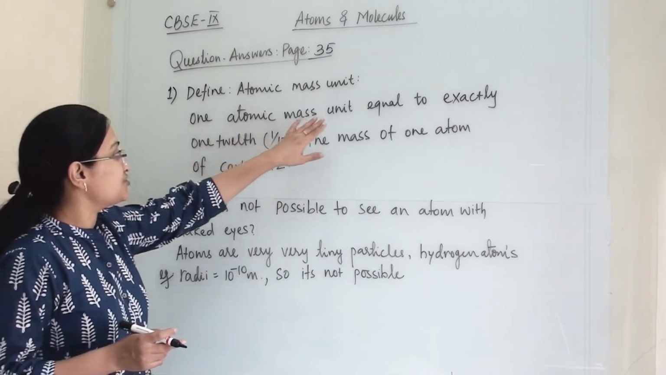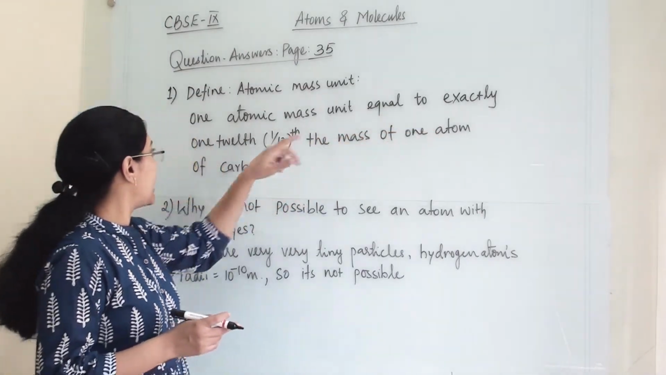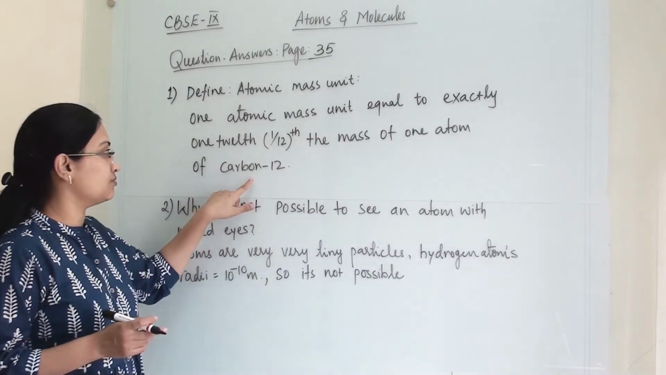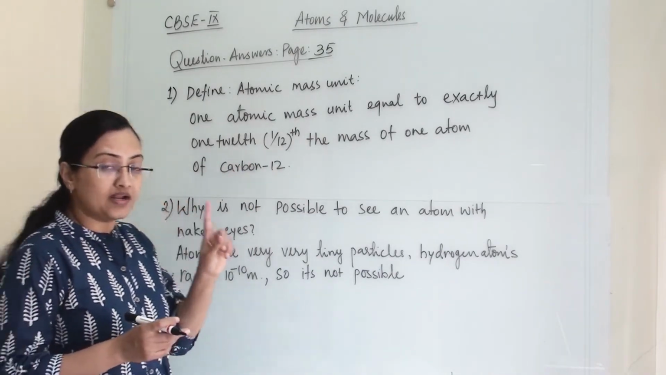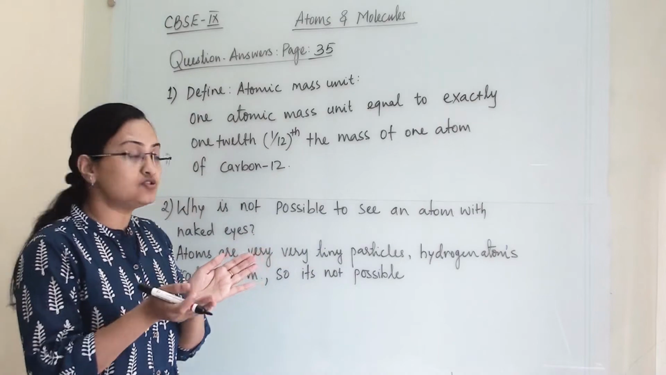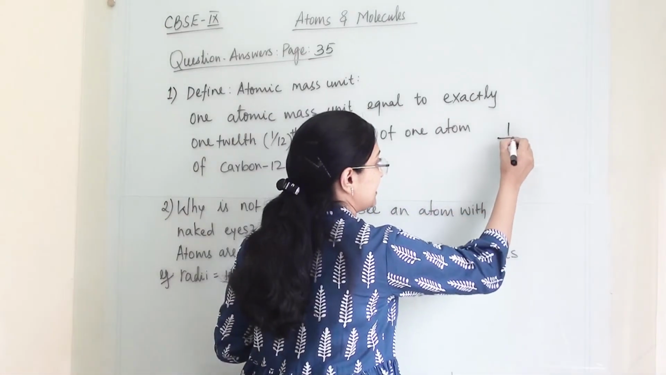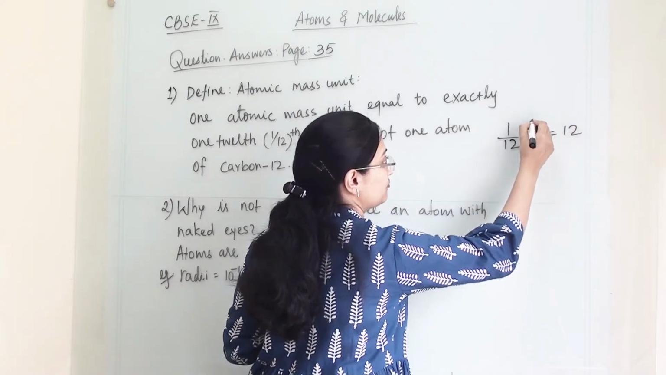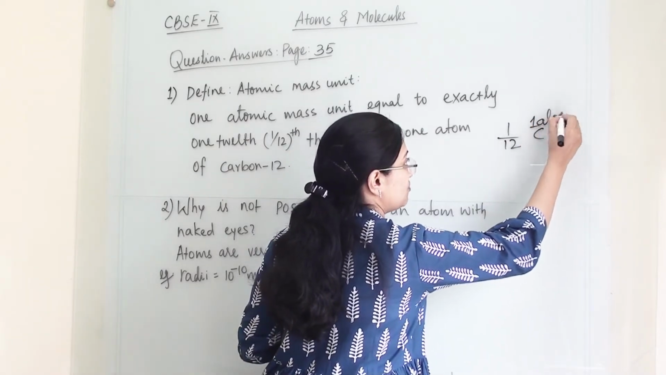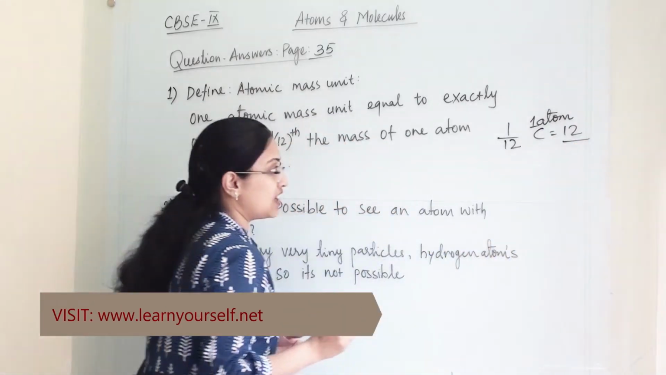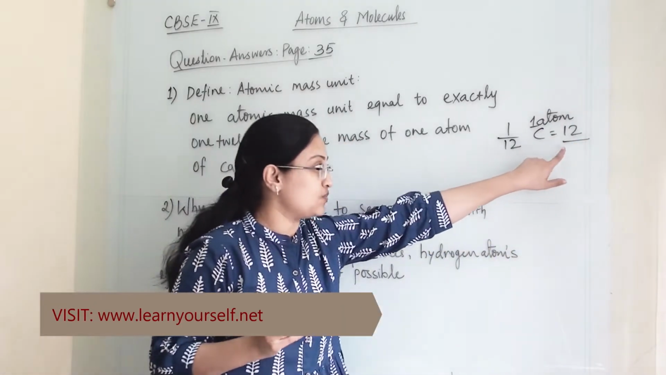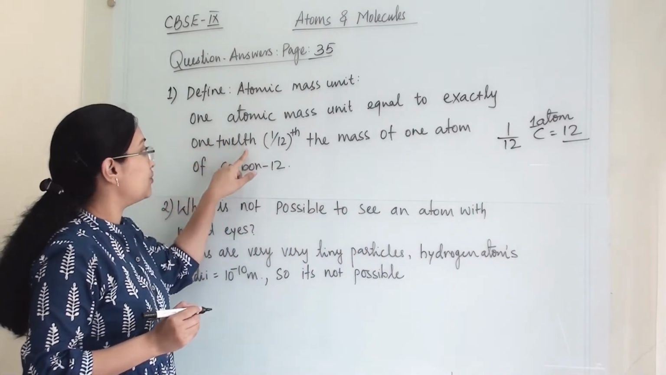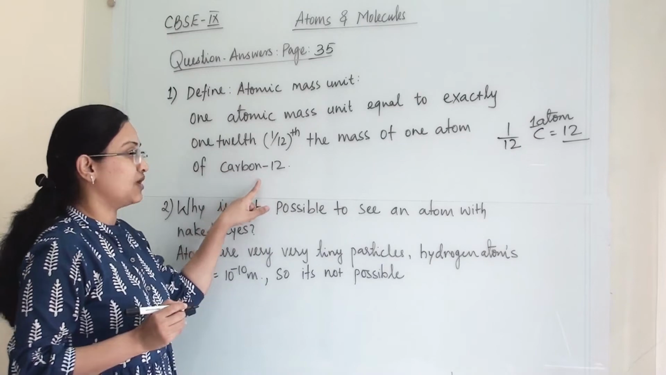One atomic mass unit is equal to exactly 1/12 the mass of one atom of carbon. That means one atom is equal to 1/12. Why are we taking 1/12? Because carbon's atomic mass, one atom of carbon weighs how much? 12. So carbon's atomic mass is 12. So that's why we are comparing it with 1/12 the mass of one atom of carbon.